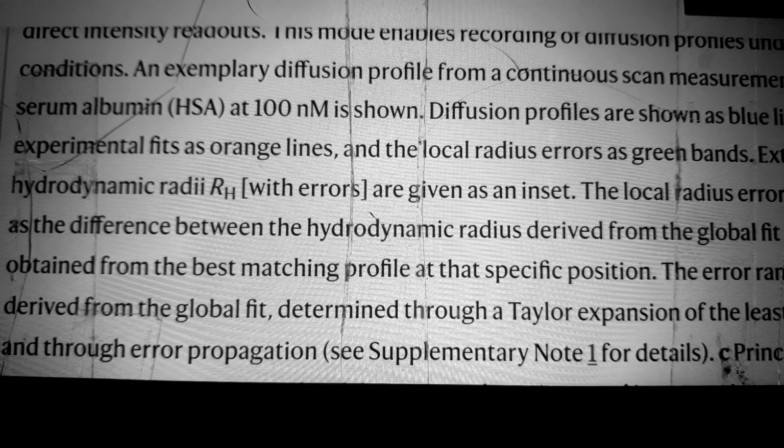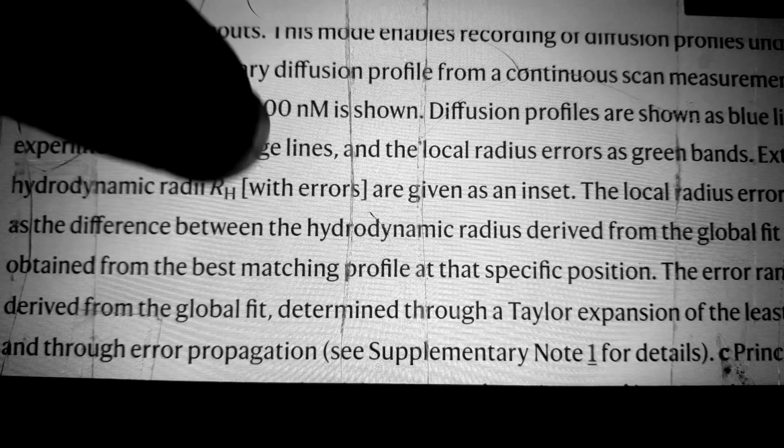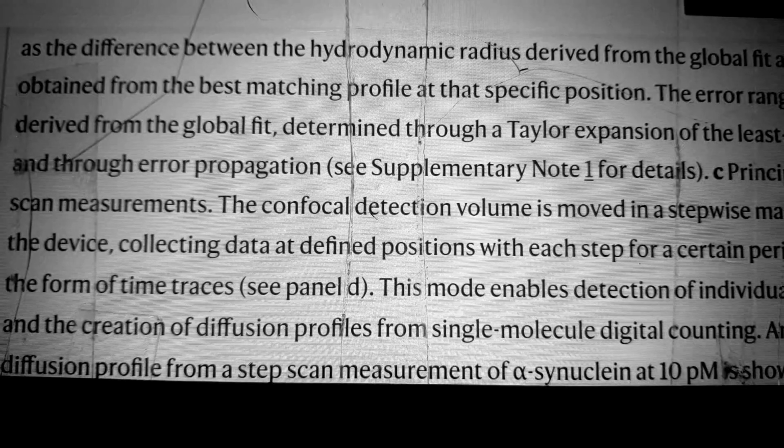Extracted hydrodynamic radii, RH, with arrows are given as an inset. The local radius arrow is calculated as the difference between the hydrodynamic radius derived from the global fit and that obtained from the best matching profile at that specific position. The error range of RH is derived from the global fit, determined through a Taylor expansion of the least squares fit and through error propagation.